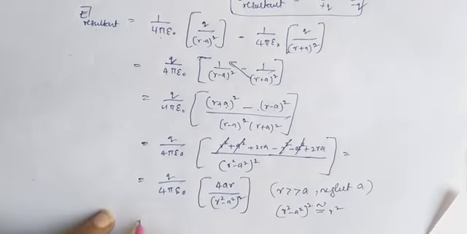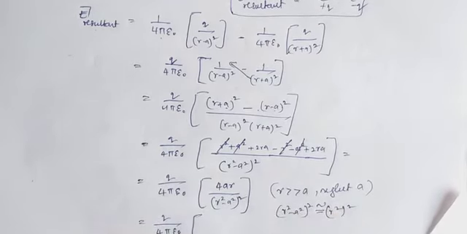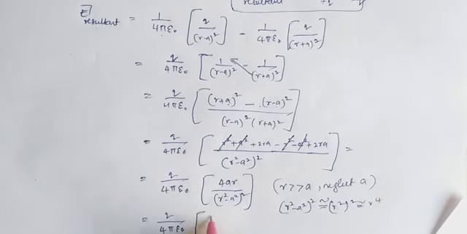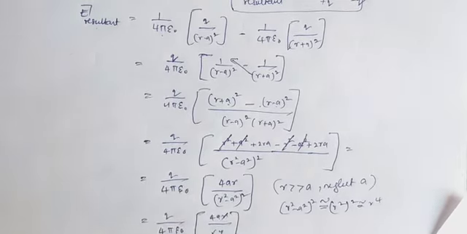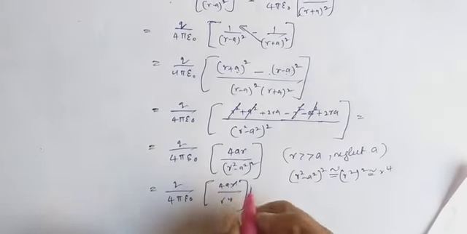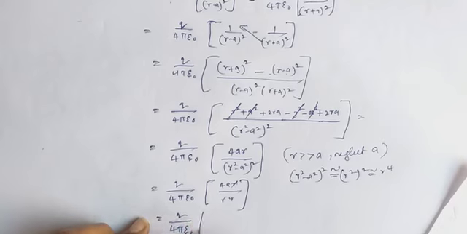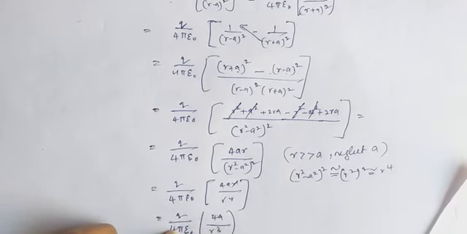So Q by 4 pi epsilon naught, and here R square whole square is R power 4, so that is 4AR by R power 4. One R will be cancelled out, so that is equal to Q by 4 pi epsilon naught times 4A by R cube.